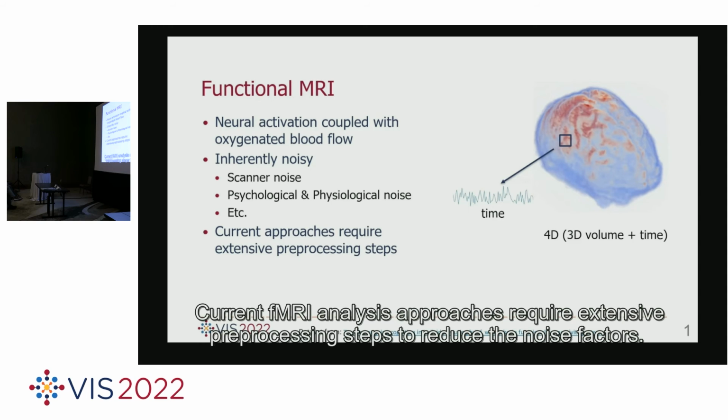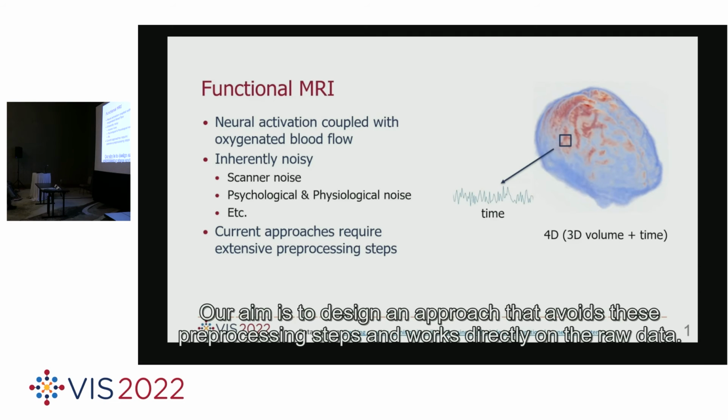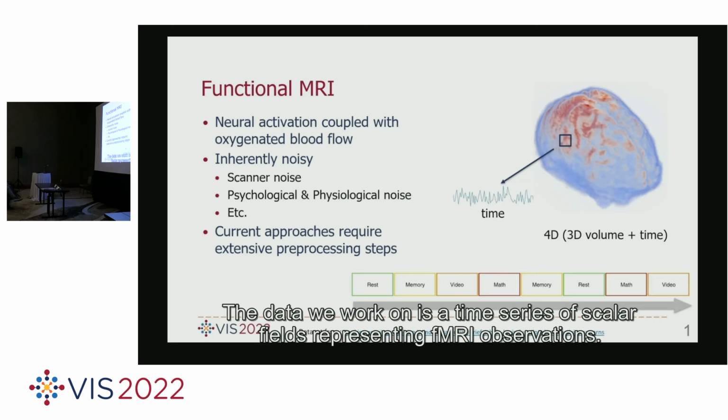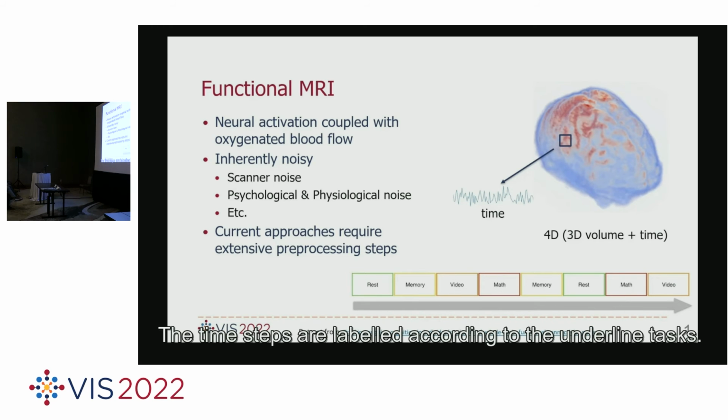Current fMRI analysis approaches require extensive pre-processing steps to reduce the noise factors. They also require template registration to get predefined regions. Our aim is to design an approach that avoids these pre-processing steps and works directly on the raw data. The data we work on is a time series of scalar fields representing fMRI observations. Each participant was scanned for about 25 minutes while performing 4 different tasks. The time steps are labeled according to the underlying tasks.